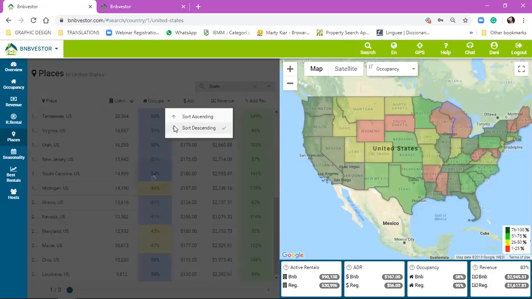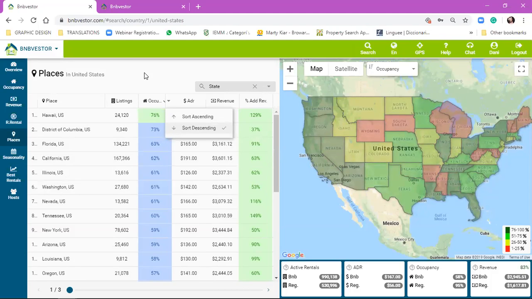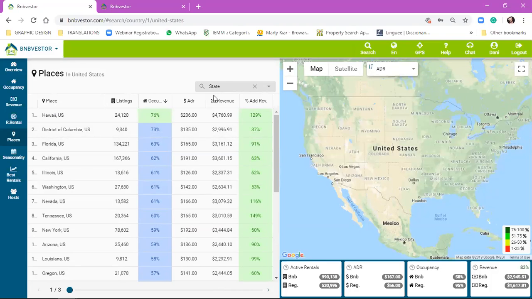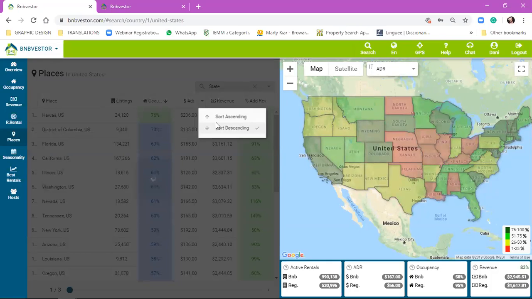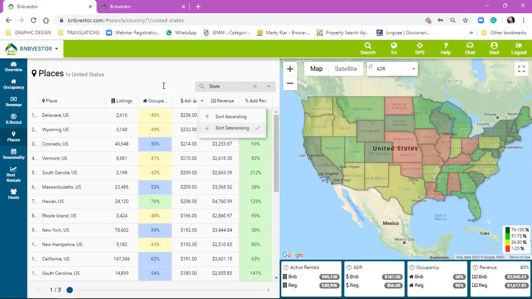Now, if we change our political distribution to occupancy, we can also sort into the states that have the highest occupancy rate. We can see how it modified now into Hawaii with 76%, DC, Florida, still high ranking, California. Now we can also change this into ADR, which is average daily rate, and sort descending again. We can see that Delaware, Wyoming, Colorado, and Vermont are the states with the highest average daily rate.